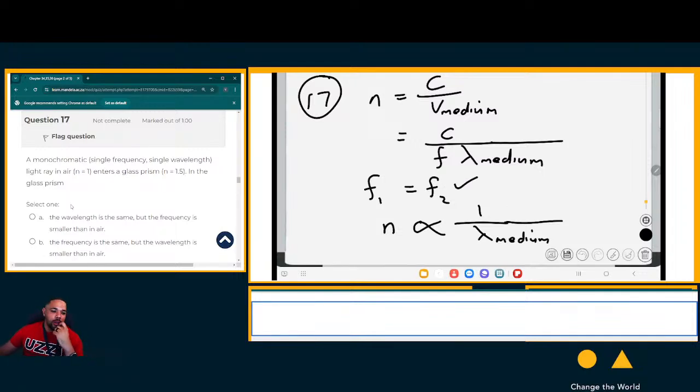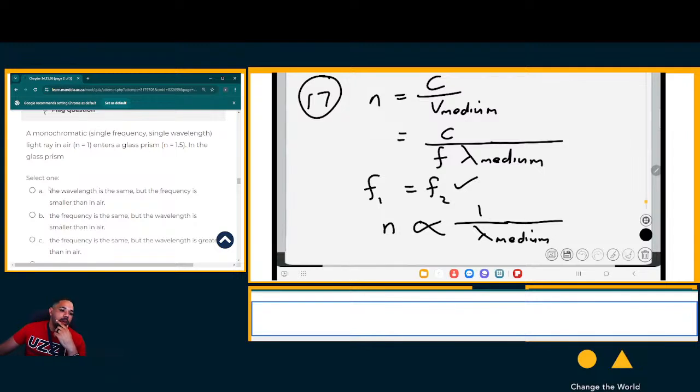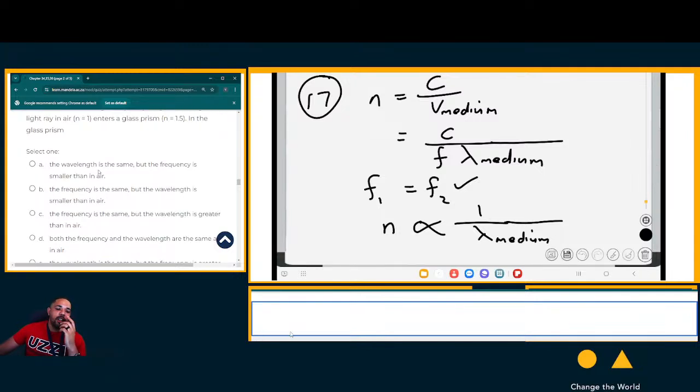So let's see. I select 1. The wavelength is the same. No, the wavelength is not the same. We just established that the wavelength changes as it moves from one medium to another. The frequency is the same, but the wavelength is smaller than in air.